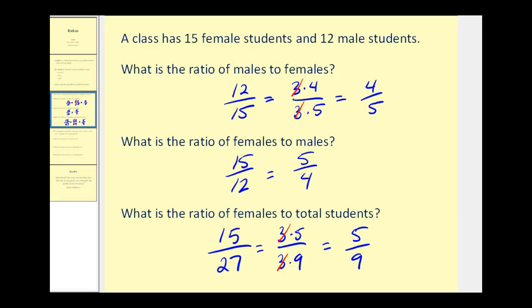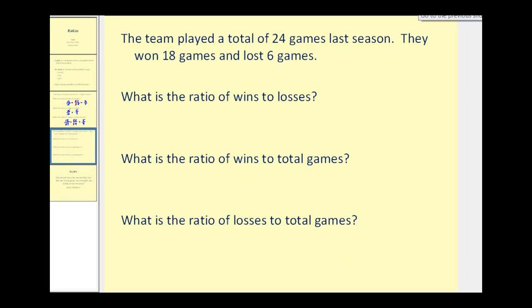Let's go and take a look at another example. The team played a total of 24 games last season. They won 18 games and lost 6 games. What is the ratio of wins to losses? Well, if they won 18 games and lost 6 games, the ratio would be 18 to 6. Now we can simplify this.